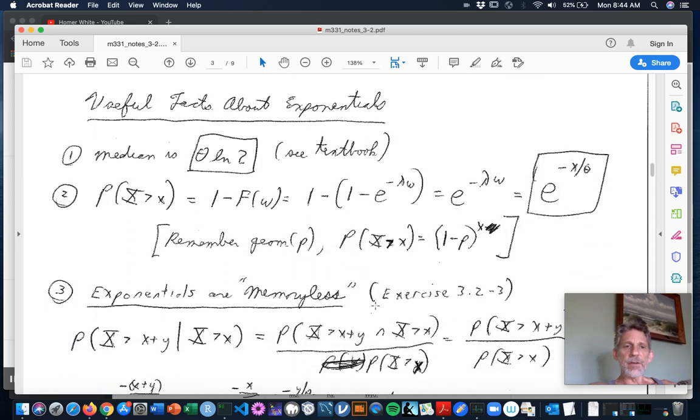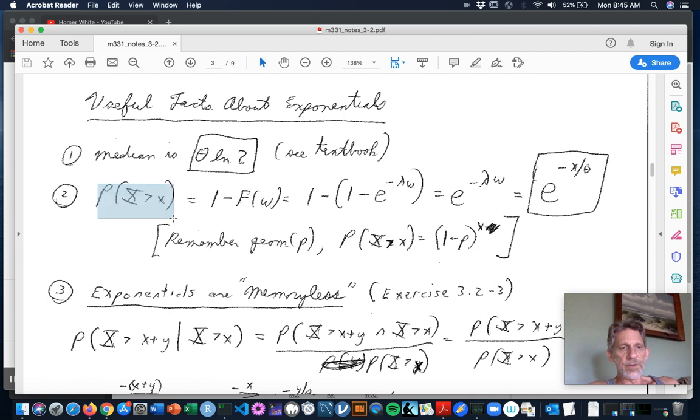Some other useful facts about exponentials. If you were to calculate the median, you can see the textbook, or just give it a try now, stop the screencast and see if you can do it. The median comes out to theta times the natural log of 2.